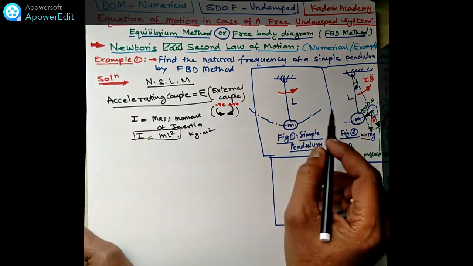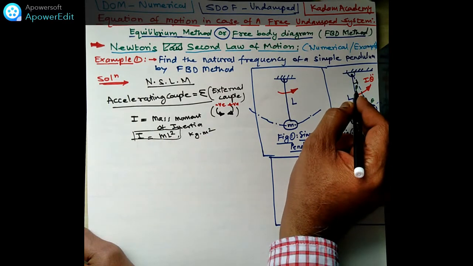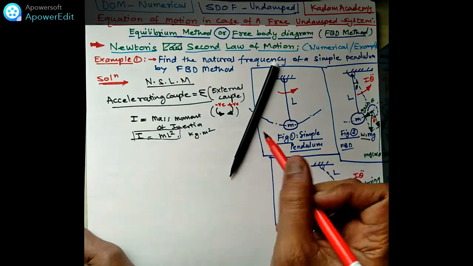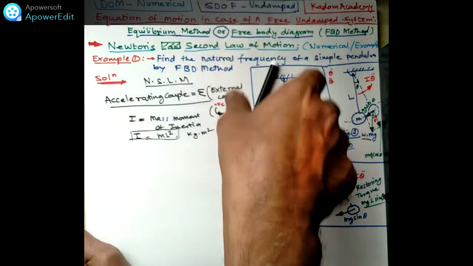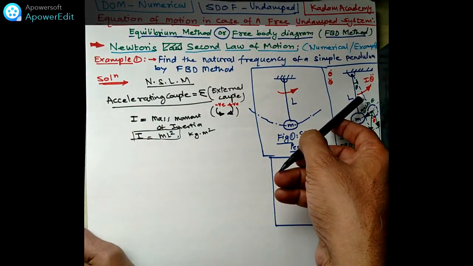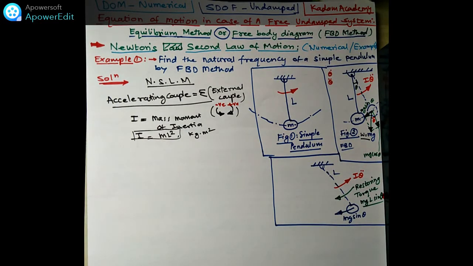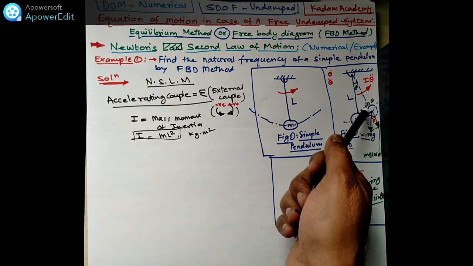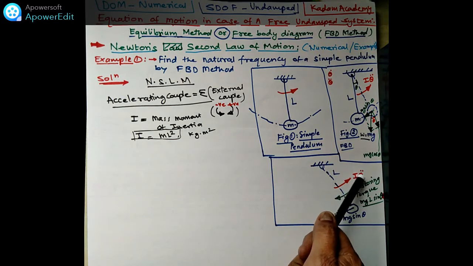This accelerating couple with I theta double dot: when it moves with displacement theta, it will have theta double dot, where theta dot means its velocity and theta double dot is the acceleration. Both will be there. So the accelerating couple will be I theta double dot. The opposing external couple is, in this case, mg sin theta in this direction.